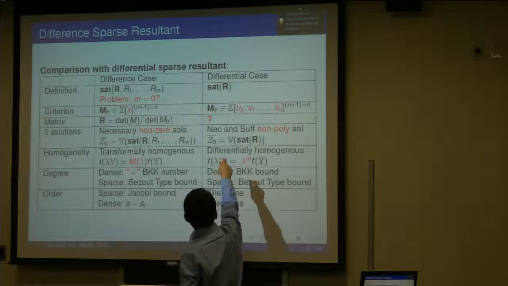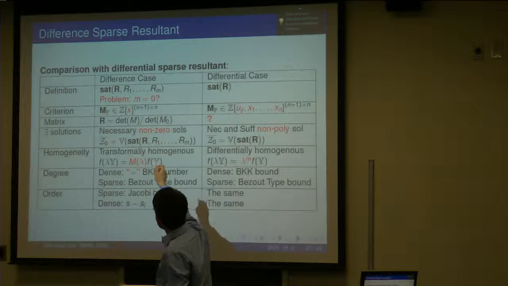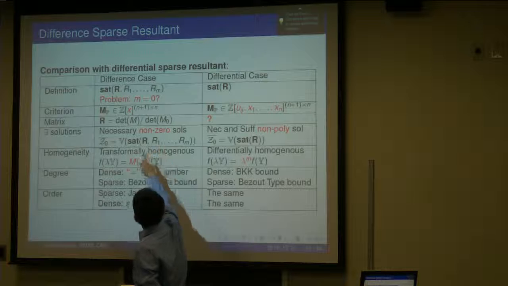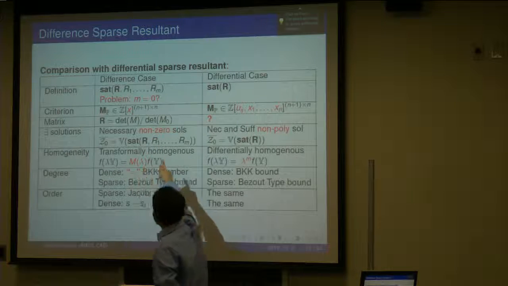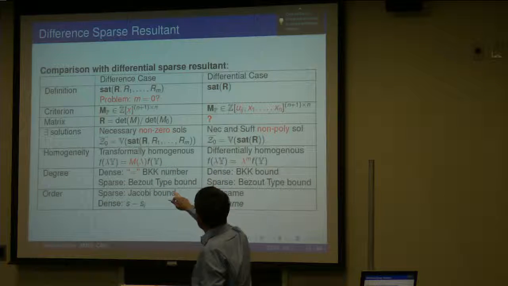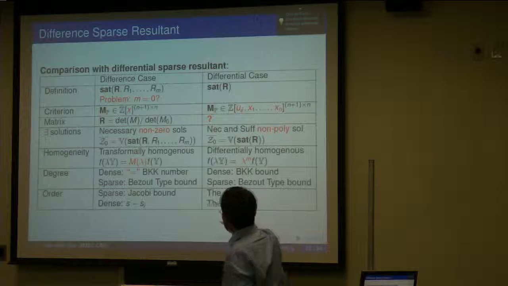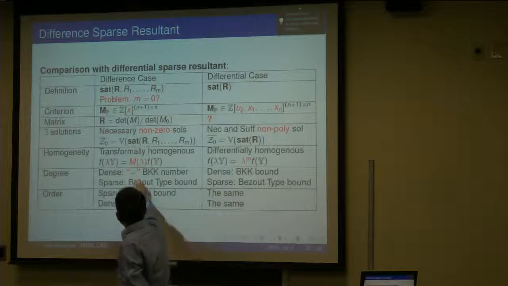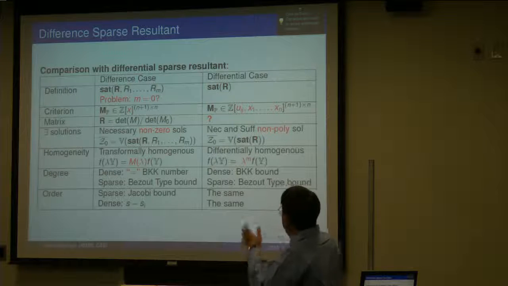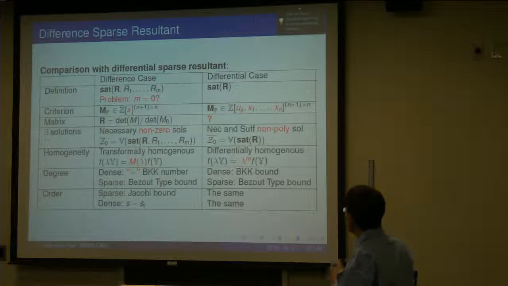But for the criterion, the matrix M is quite complicated in the differential case, but in the difference case it is very simple. It's only one variable. And for the differential case, we have a matrix representation. For the difference case, we don't know. But the others are quite similar. The homogeneity is quite similar, and the degrees are quite similar. Here we know the exact degree. Order is all the same. So for the difference case, we can somehow work it out. In certain cases it's easy, in certain cases it's more difficult.